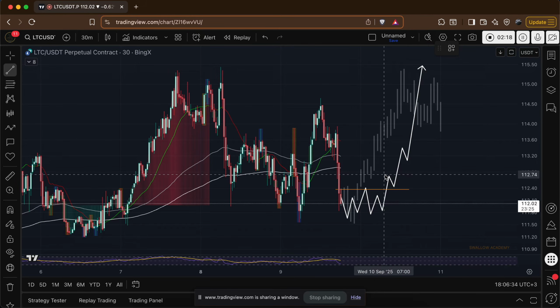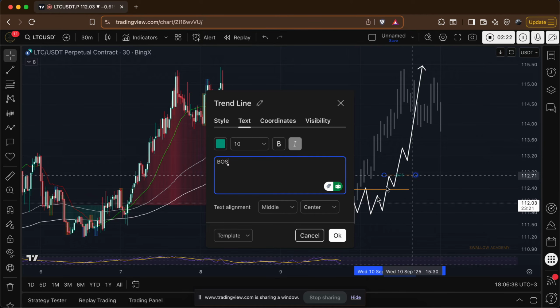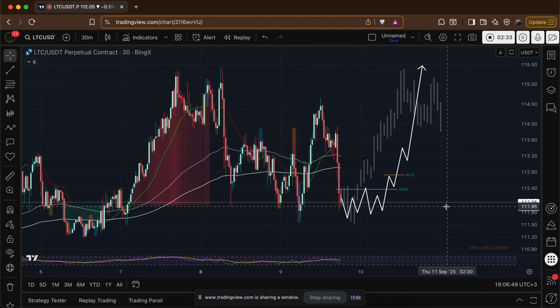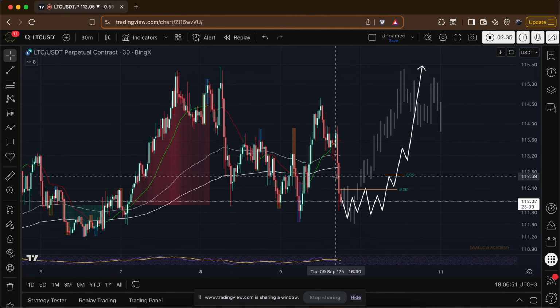Then this is the final confirmation, which is the breakout structure, so BOS, and not the middle one, right, this one here, and this is the MSB. So that's the game plan that we are looking for, some kind of reversal.